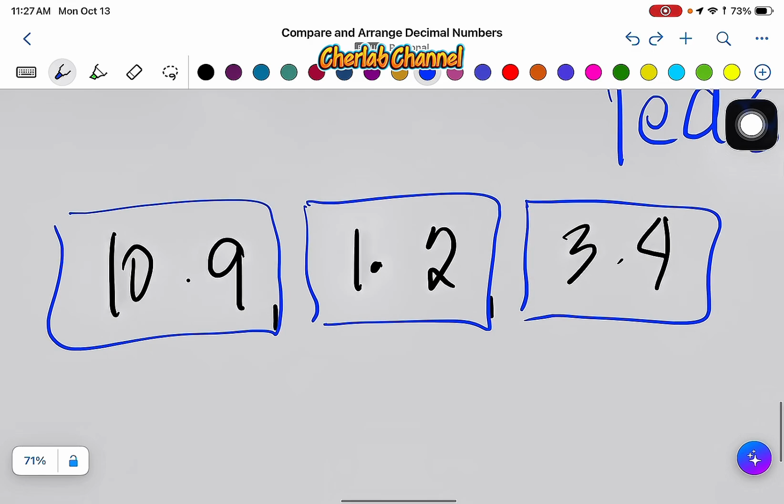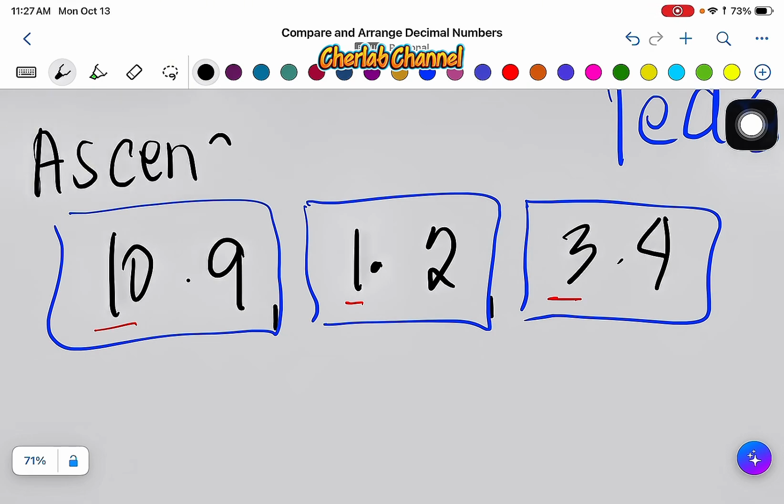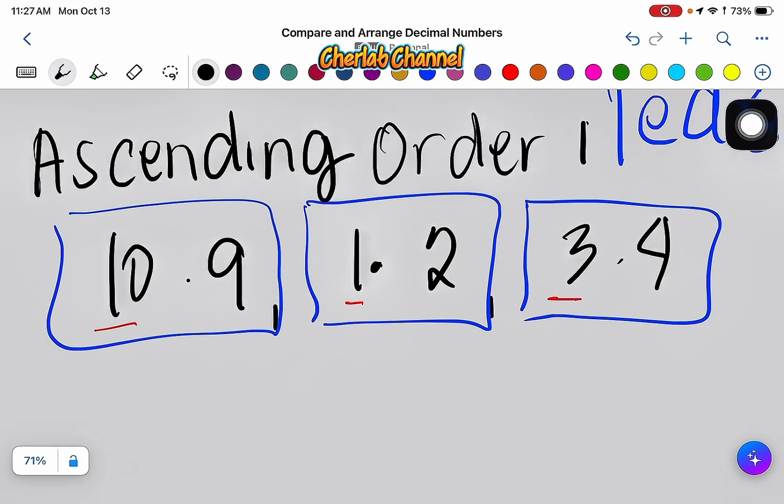Okay? Next, you identify the first number. 10, 1, 3. Okay? Sinong pinakamababa? By the way, we are arranging this number from least to greatest. That means we are trying to arrange the numbers in ascending order. Pataas. Pinakamababaw. Is it 10, 1, and 3? The answer is 1. Okay? So 1.2. Without looking at the second number, we were able to identify that the least number is 1.2. Kasi dun pa lang sa unang number, siya na yung pinaka mababa.